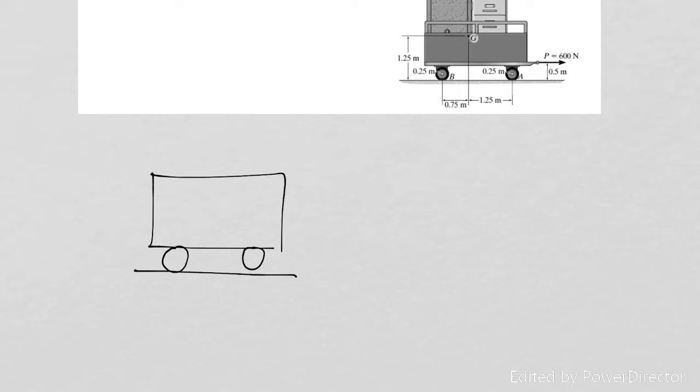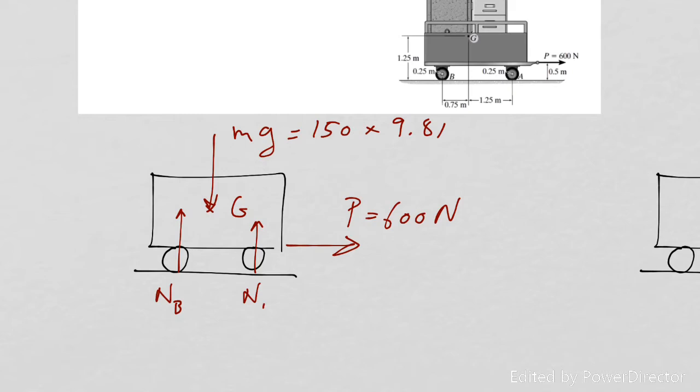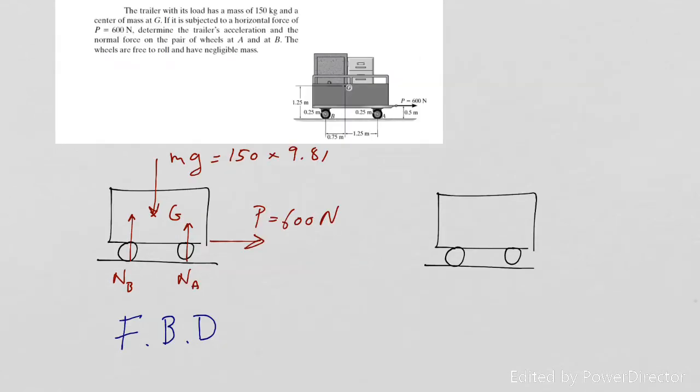So let me sketch this diagram first. So this is the car. Okay, 600 Newton. And then our force. So I write it down there. And then from our gravity point, definitely will be our weight mg, 150 times the gravity, and the reaction, so at B and also at A. So this is the free body diagram. I have complete, no friction.